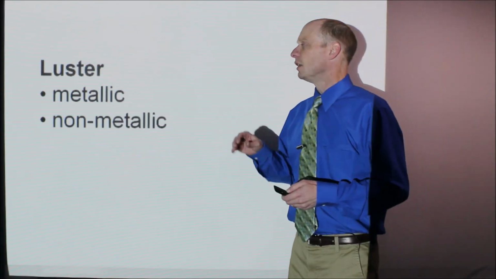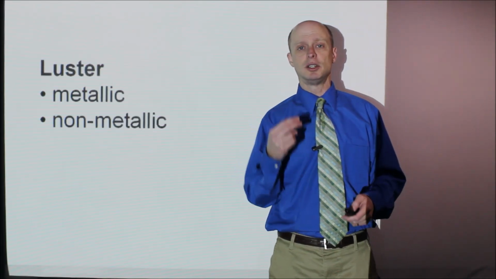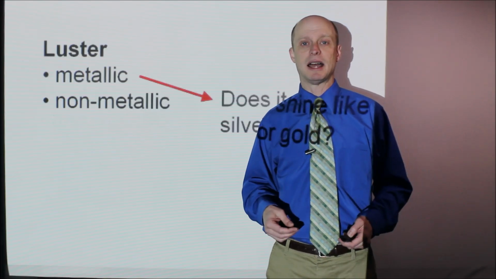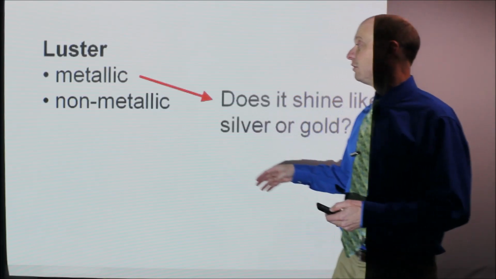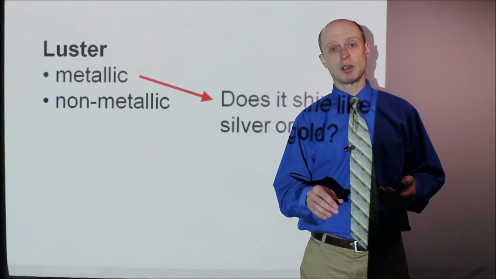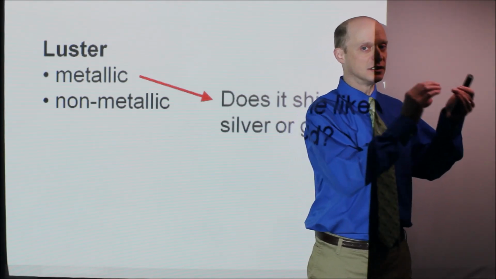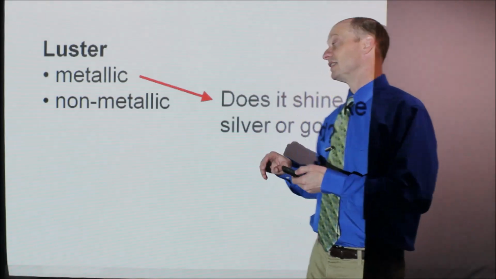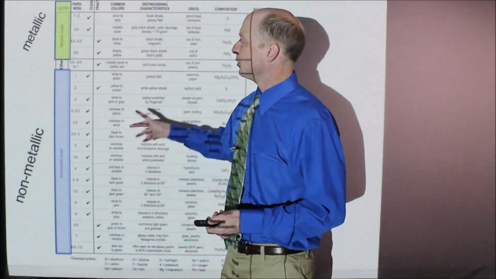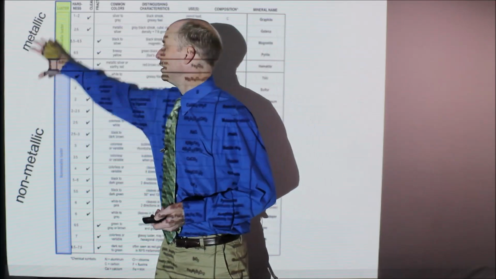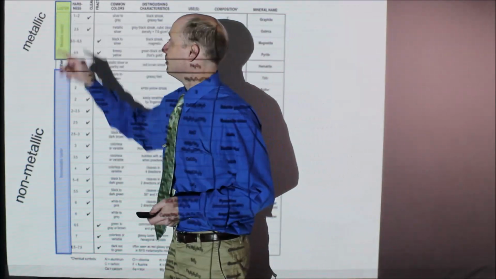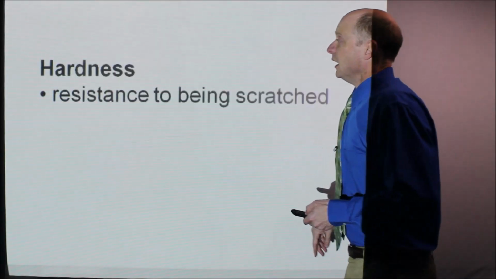So let's look at luster. For us, luster, there's really two types. What we're interested in, either metallic or non-metallic luster. Now, for metallic, you really want to ask the question, does it shine like silver or gold? If it shines like silver or gold, or even just it's considered metallic. If it doesn't, it's non-metallic. Where we see this in the reference table is here. The reference table is really, first it's broken out in metallic ones here and non-metallic here. Okay, and it says it at the top under luster.